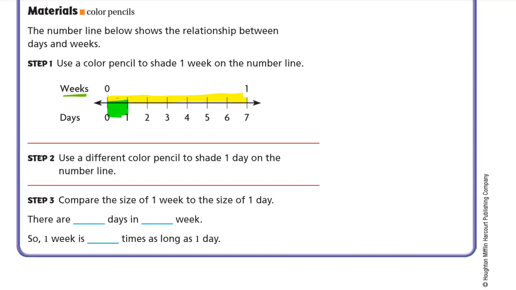So here, compare the size of 1 week to the size of 1 day. There are 7 days in 1 week. So 1 week is 7 times as long as 1 day.